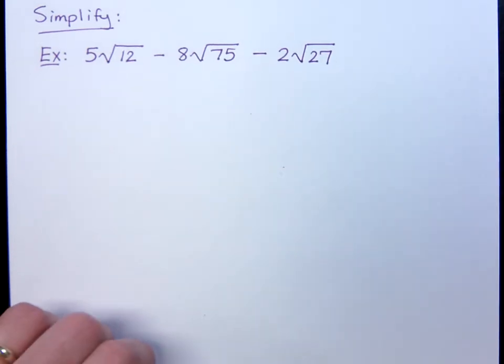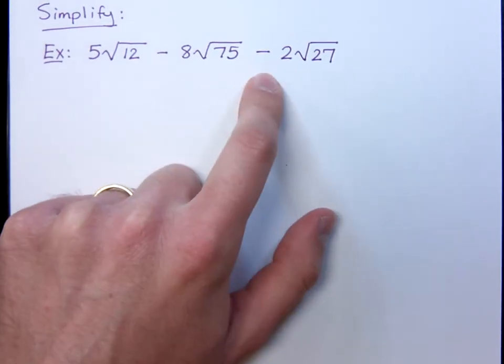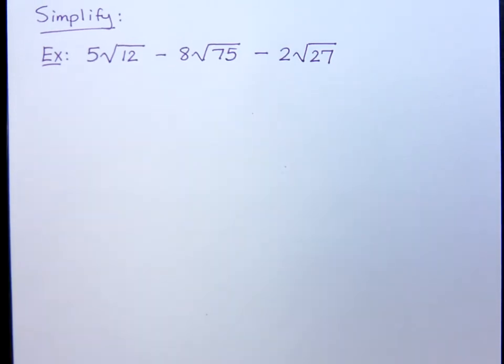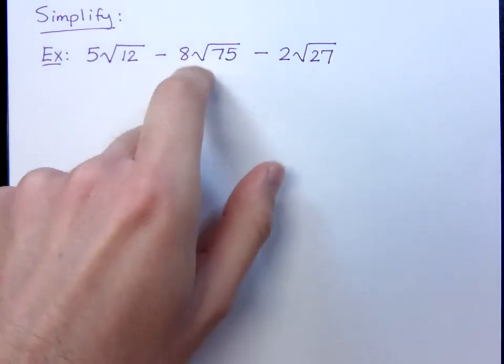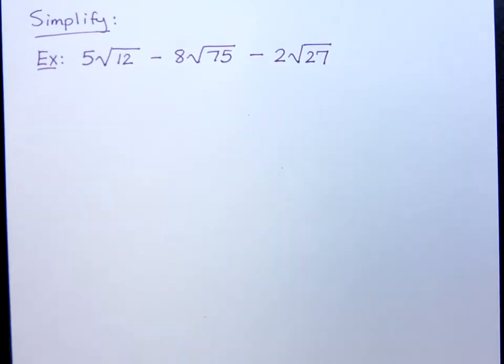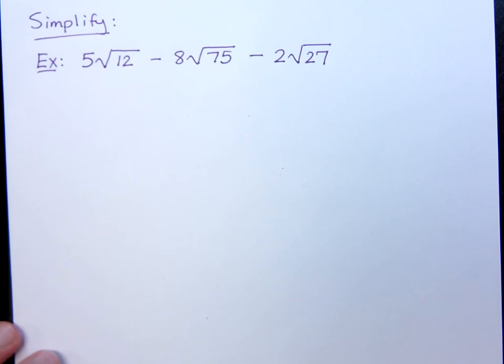All right, so just like we did last time, we need to simplify these expressions, and we look for like radicals. What do like radicals have to have? Same index and the same radicand. These guys all have the same index because they're all square roots, but they don't have the same radicand. So how do I take care of that? What did I do last time?